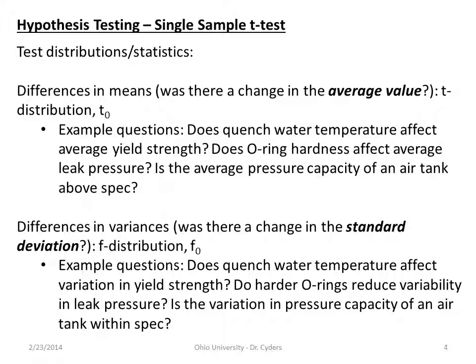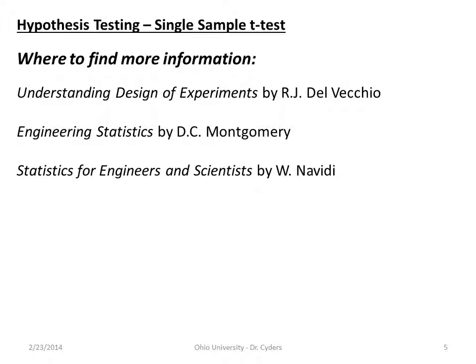So there are different test distributions and statistics that we would use to do different hypothesis tests. If we're doing differences in means, in other words, if we want to see a change in an average value, then we use a t-distribution. And here are some example questions you might ask. If we're looking for differences in variance or standard deviation, was there a change in the standard deviation, then we use the F distribution. And those are the two main ones. There are a number of other probability distributions and hypothesis tests out there, but these are the two tests that kind of dominate the type of work that most engineers are going to do.